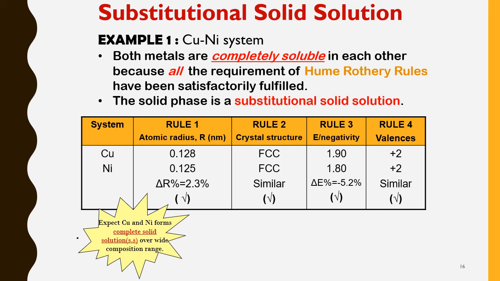Number 3, the electronegativity. The electronegativity for copper is 1.9 and for nickel is 1.8. Quite similar, less than 10% change. So check. And lastly, let us take a look at the valence electron, the electrons on the outside of the shell, at the outer shell, which is +2 and +2. So we know that they are completely soluble because all of the rules are being satisfied.